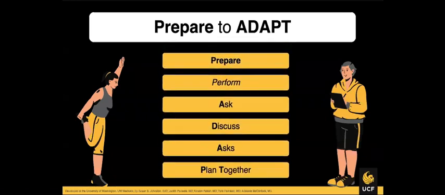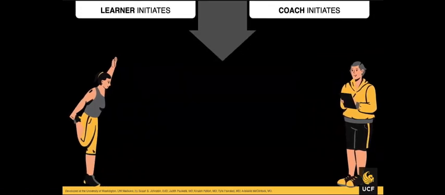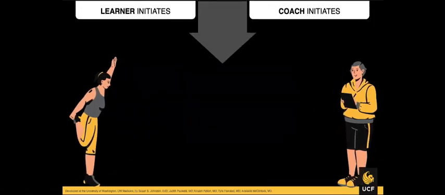These are the 5 steps that we will be discussing. You first start by preparing, then the learner performs the activity that you're going to be observing. Then you ask, then you discuss a little bit further, you ask again, and you finish by making a plan together. So we're going to go now step by step, but what do we mean by that?